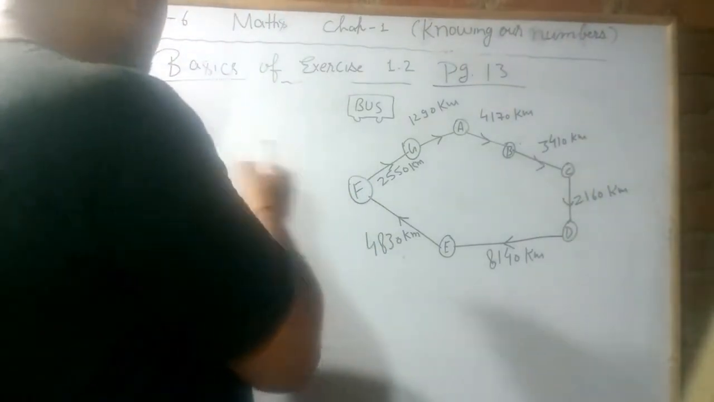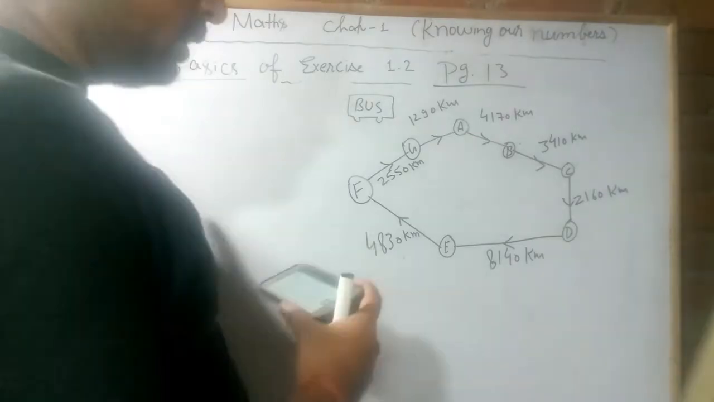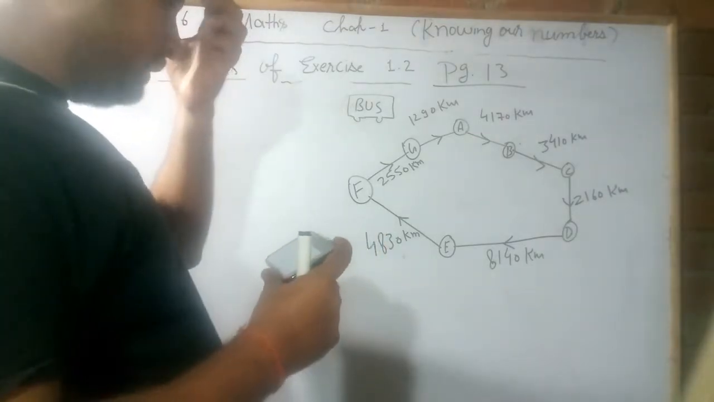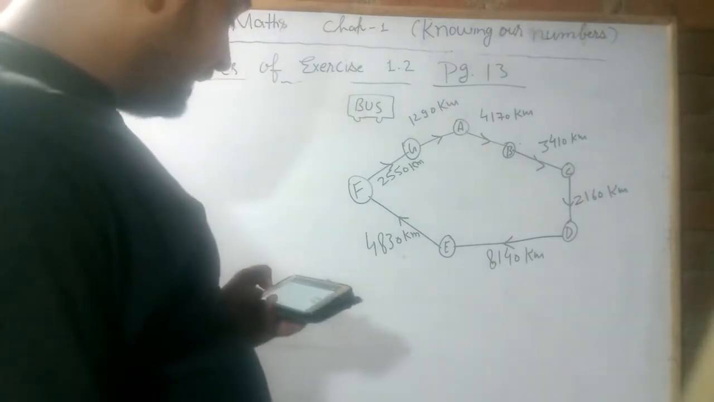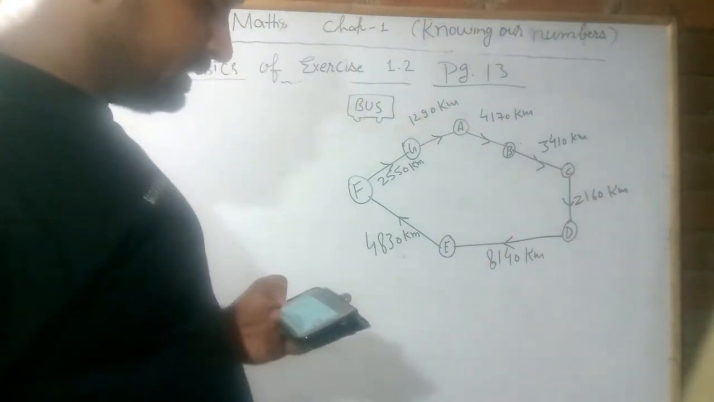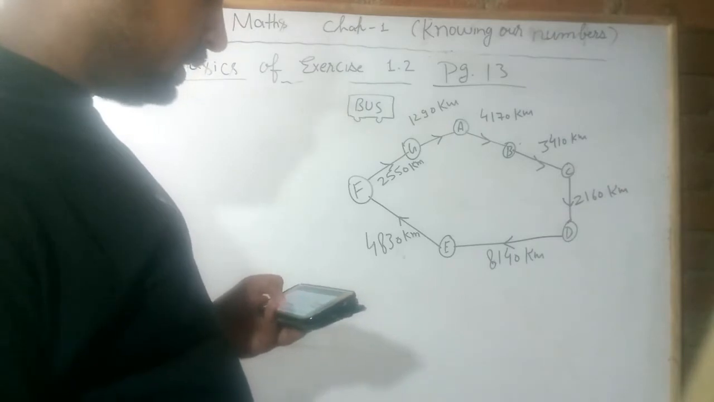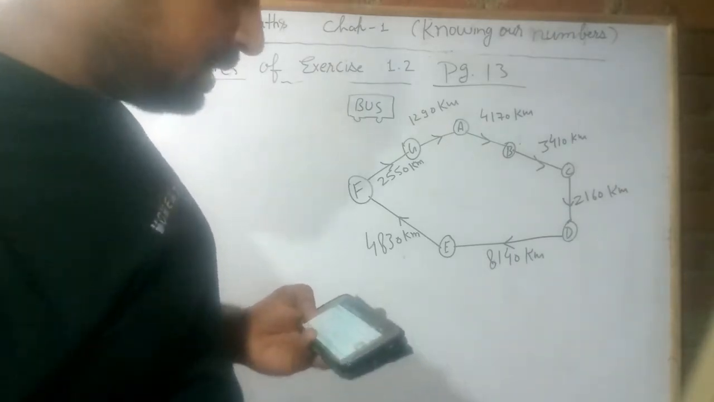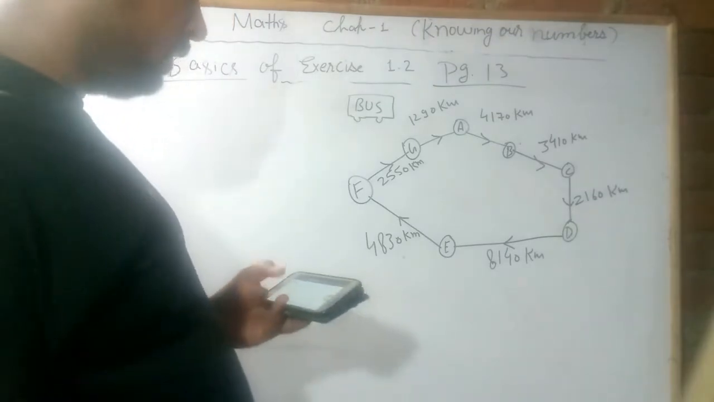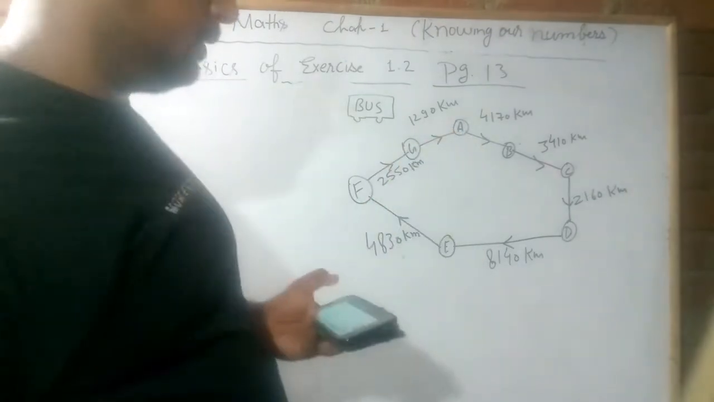It will be a little bit complicated because space is limited, so I will tell you the questions. So the question is, listen carefully. A bus started its journey and reached different places with a speed of 60 km per hour. The journey is shown on page number 14. So I have drawn the figure over here.